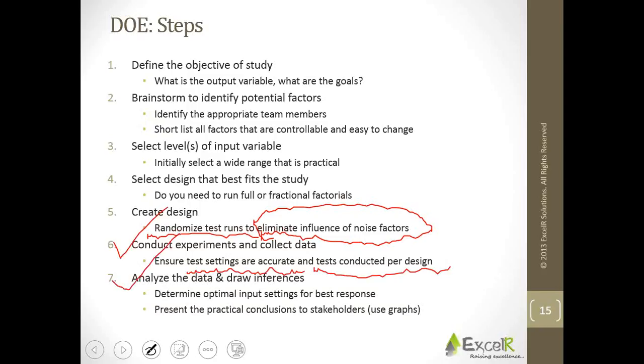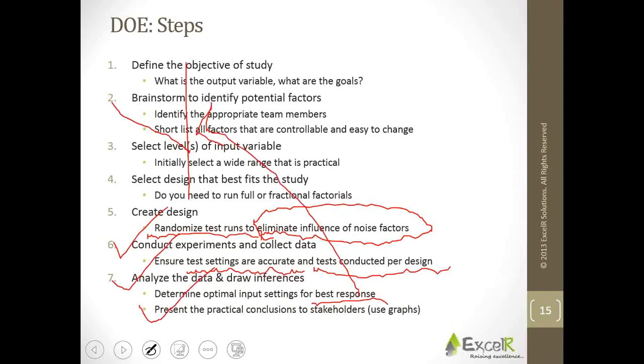Then you analyze the data and draw inferences. You determine the optimal input settings for the best response. When will I get the best mileage of the car? When my engine capacity, air pressure, horsepower, the chassis, weight of the vehicle, everything is correlated, everything is supporting each other, complementing each other. That is when you get the best response. Response is always Y. Predictors means X, right?